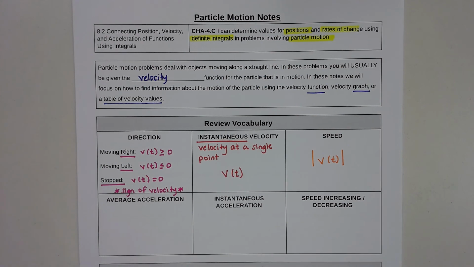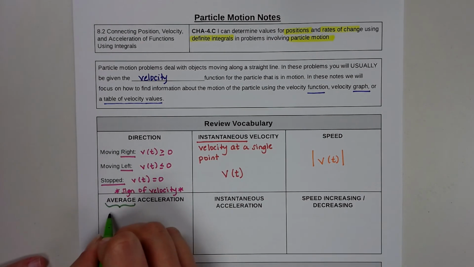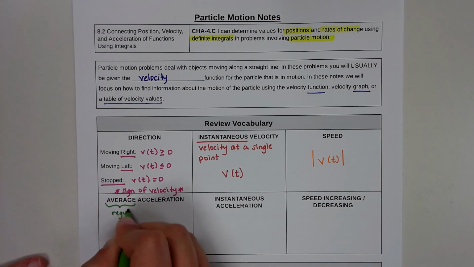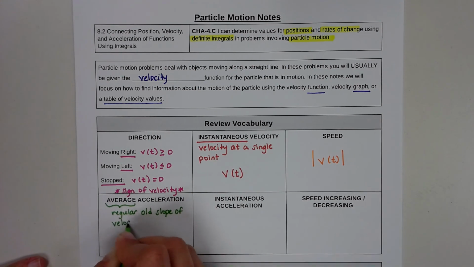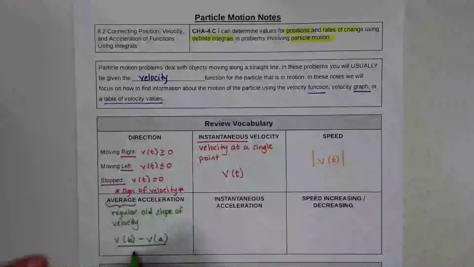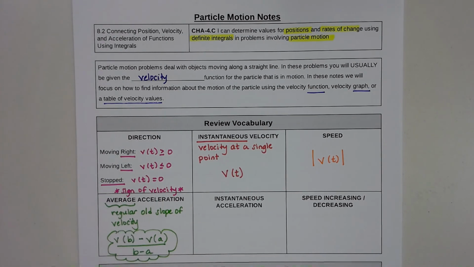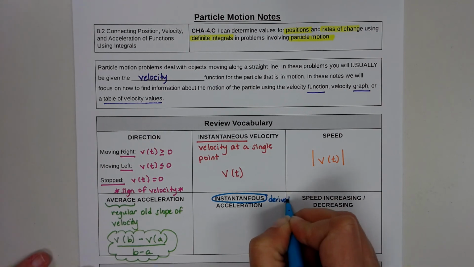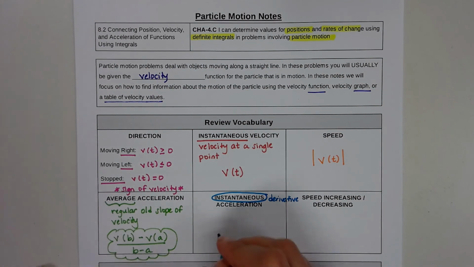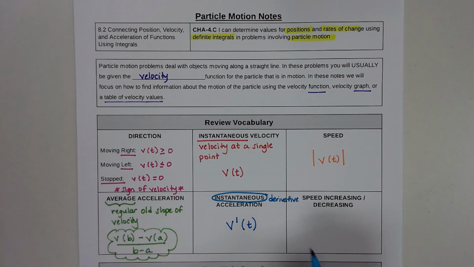Earlier this year, we talked about average acceleration. So average acceleration means regular old slope of velocity. So to find the average acceleration of an object, we would take v at your end time minus v at your beginning time all over b minus a. It's just regular old slope: y2 minus y1 over x2 minus x1. And we said this is different than instantaneous acceleration because instantaneous means derivative. So to find the instantaneous acceleration, we would actually take the derivative of velocity and plug in our value.